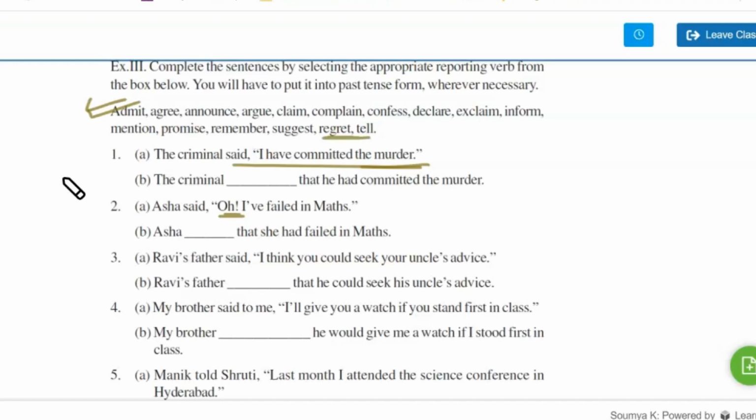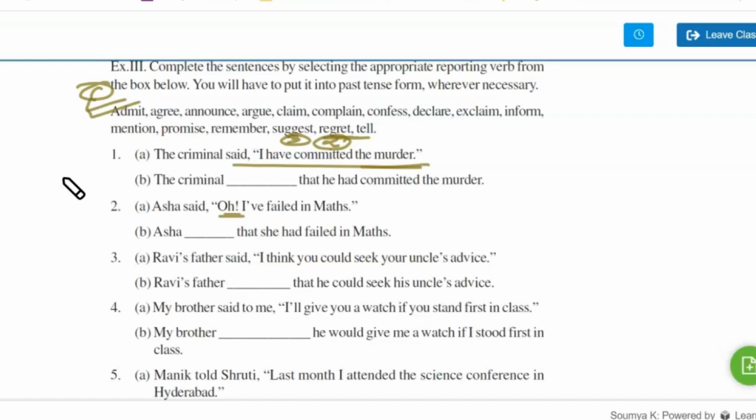It can be regret. So she is feeling sad for her act of failing in the exam. So regret is matching here. Ravi's father said, I think you could seek your uncle's advice. So Ravi's father suggested. Okay, here the word suggested is there, you can see, so the third is suggested.